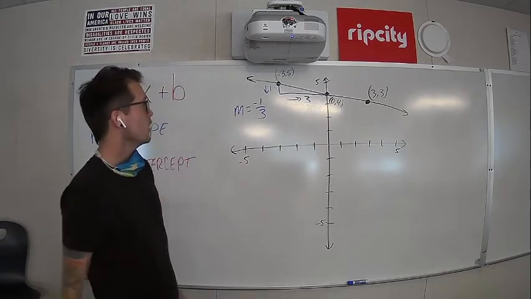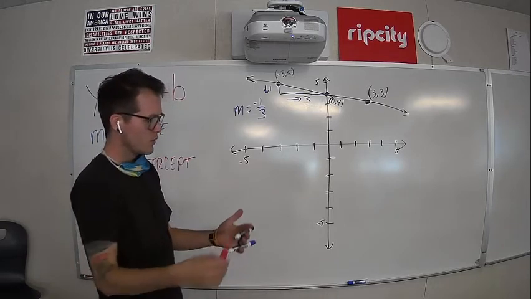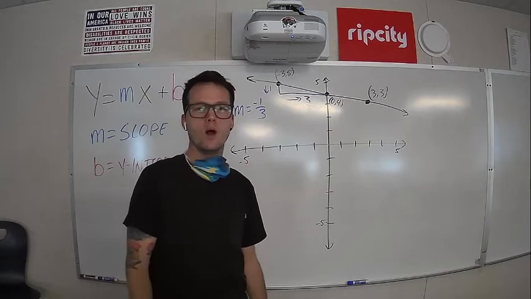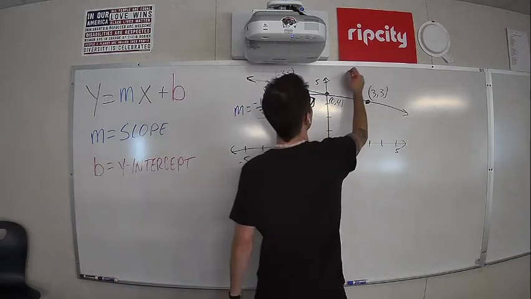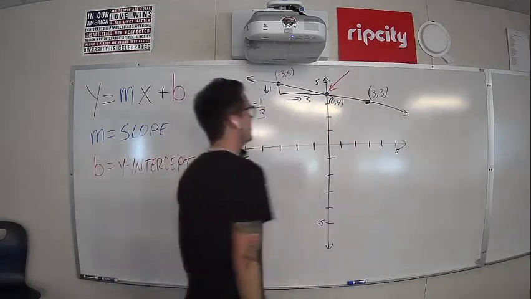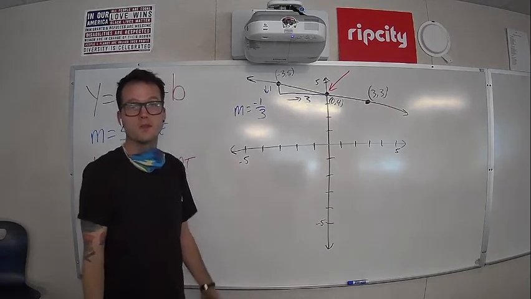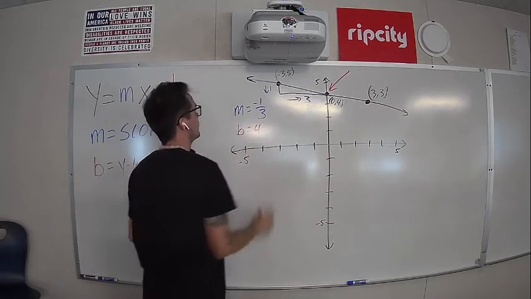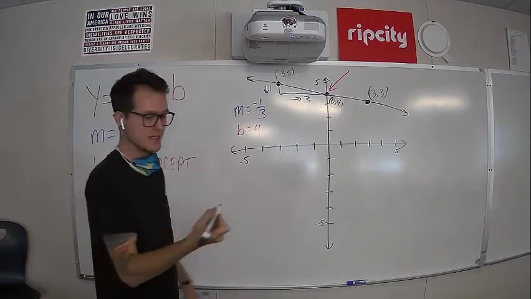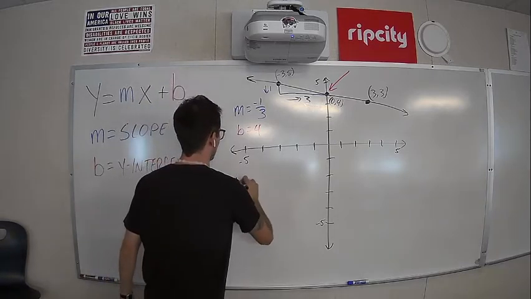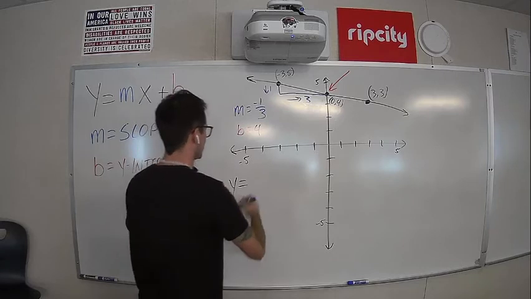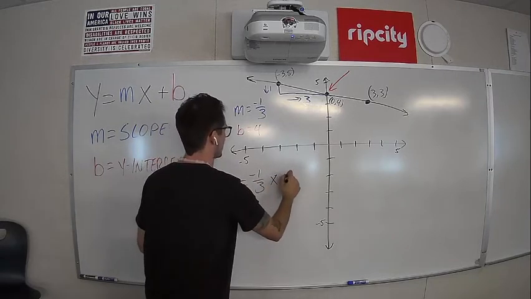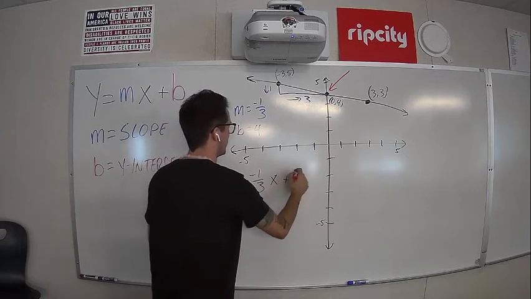Let's now locate the y-intercept. The y-intercept is always going to be the point where the line crosses the y-axis. In this case, it's right there at 0, 4. So our y-intercept is 4. Now we just need to plug all the pieces in together. The equation of this line is y equals -1/3 x plus 4.